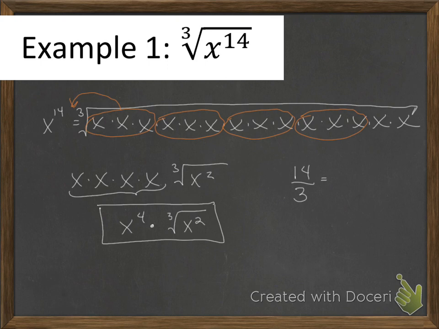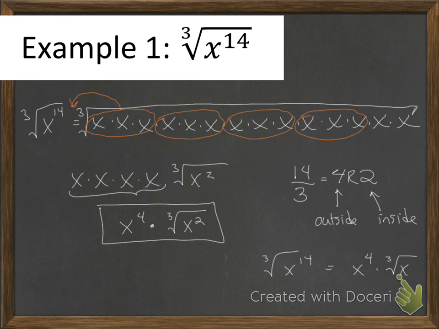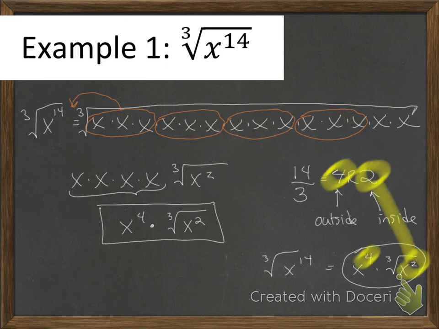So 3 goes into 14 four times. 3 times 4 is 12. 14 minus 12 is 2. There's 2 left over. So remember, when we do this division, the 4 is the exponent on the outside, and 2 is the exponent on the inside. So in other words, I can rewrite the cube root of x to the 14th power as x to the 4th times the cube root of x squared. Okay, so again, hopefully you can see this 4 goes right here, and this 2 goes right there.